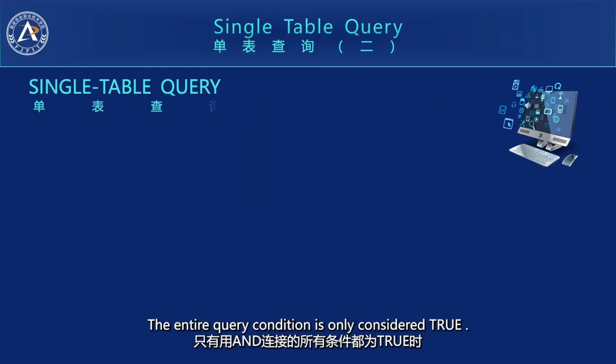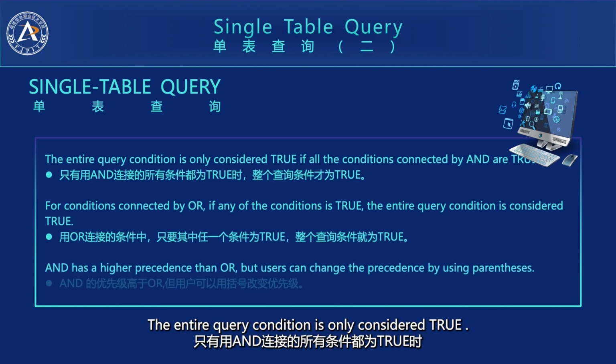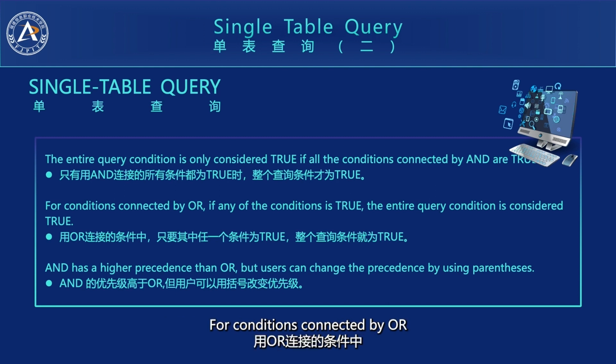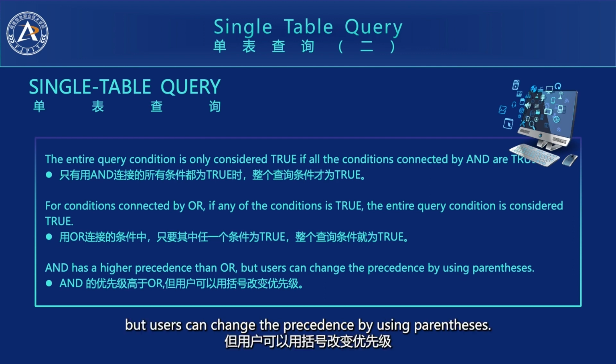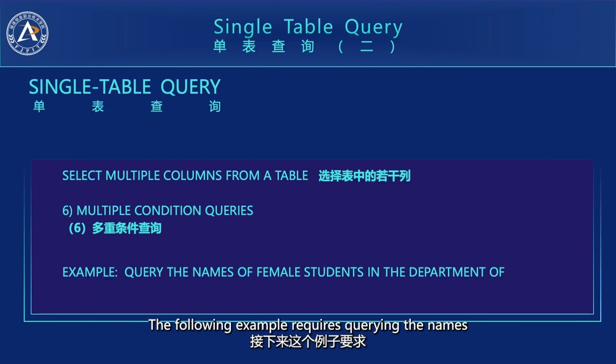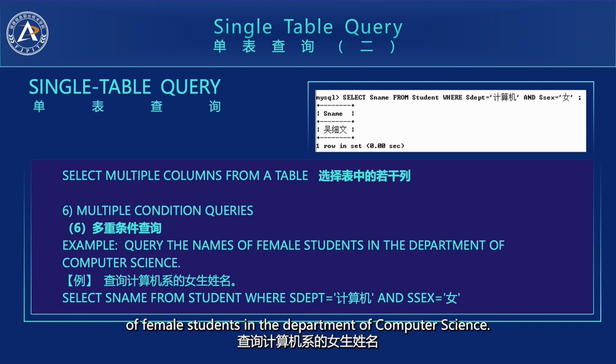The entire query condition is only considered true if all the conditions connected by and are true. For conditions connected by or, if any of the conditions is true, the entire query condition is considered true. And has a higher precedence than or. But users can change the precedence by using parentheses. The following example requires querying the names of female students in the Department of Computer Science.